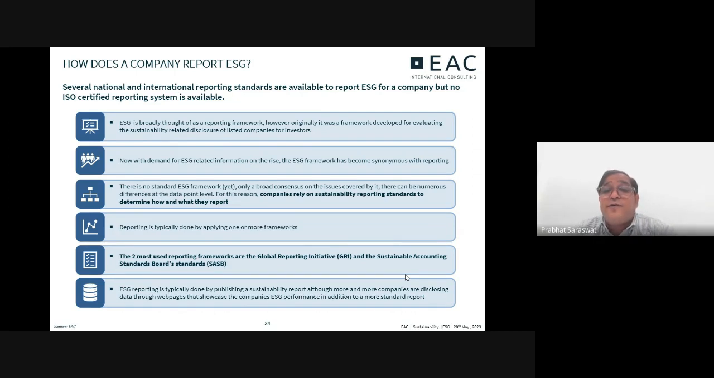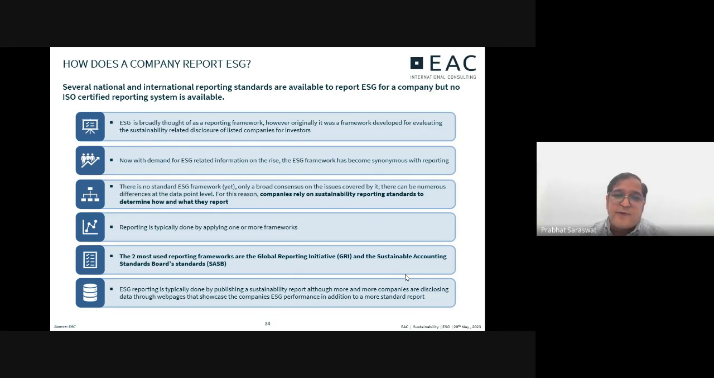However, originally it was a framework developed for evaluating sustainability-related disclosures of listed companies for investors. Now, with demand for ESG related information on the rise, the ESG framework has become synonymous with reporting. Ultimately, it was a framework to evaluate the sustainability of a company, but now we are talking about ESG directly as a reporting framework. So there is no standard ESG framework already. I have shared with you.